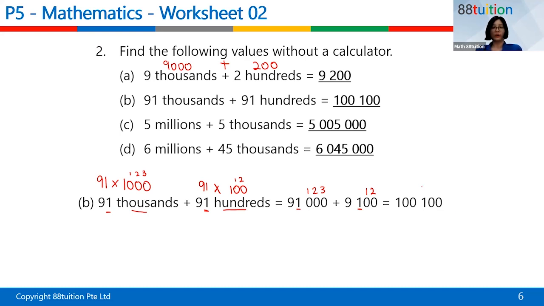So not all questions of place value are very direct, like question 2A. Some you have to add up together. 5 million, just remember, is 6 0s at the back, right? So after that, we just add the 5,000s. Same with D also.